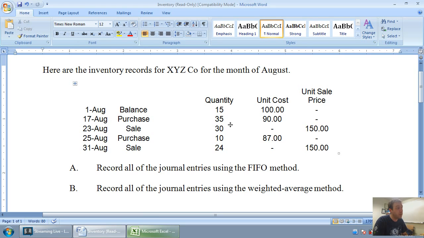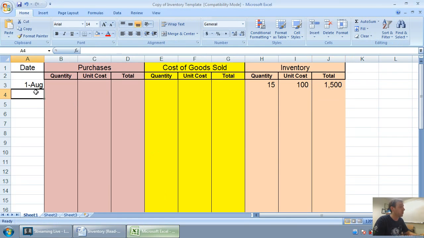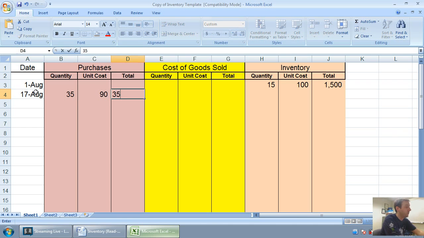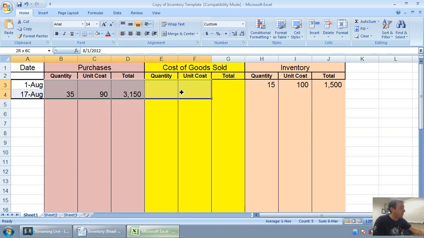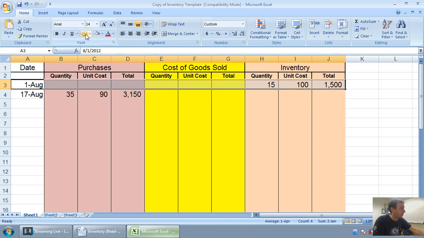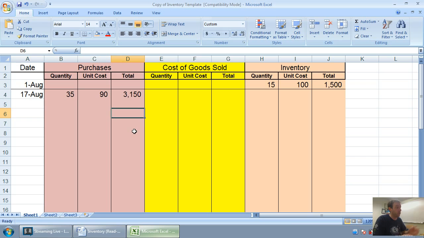August 17th, I make a purchase, 35 units at $90 each. So on August 17th, I'm going to note that I have a purchase, 35 units at $90 each. Now 35 times 90 is $3,150. And actually, let me just draw a line underneath this. I want to keep each line separate.